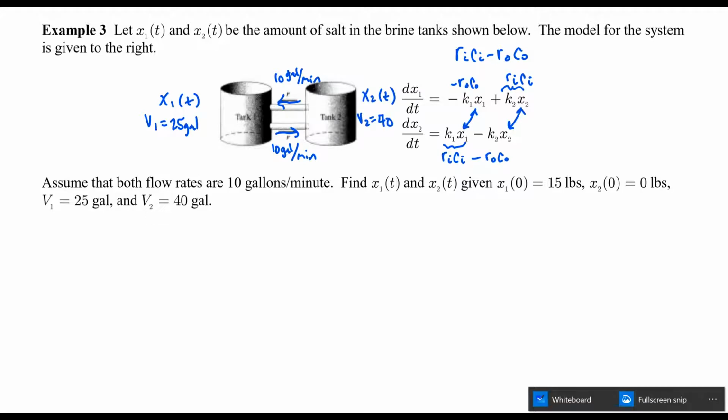So let's go ahead and set up our system using rate in, rate out. So the rate of change of salt coming into tank 1, I'm going to call it x sub 1 prime, is equal to the rate in times concentration in. So coming in to tank 1, the rate coming in is 10 gallons per minute times the concentration coming in? Well, it's going to be the amount of pounds of salt in tank 2 per 40 gallons. That's rate in, concentration in.